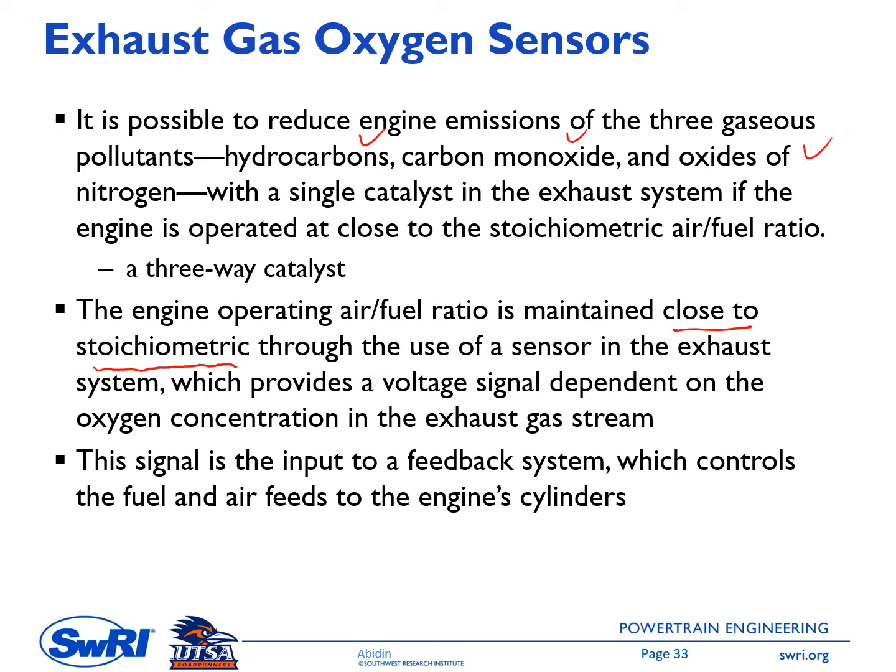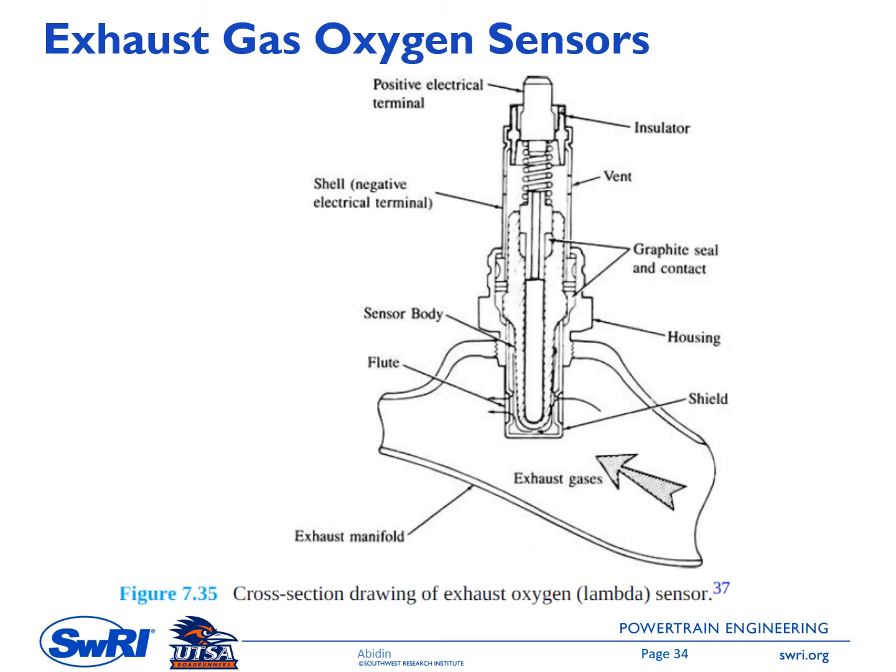To check that the engine is always operated under this stoichiometric condition, we use an oxygen sensor, which measures the oxygen in the exhaust system, to make sure that the mixture condition inside the engine is always close to the stoichiometric condition. This signal is the input to a feedback system which controls the fuel and air feeds to the engine cylinders.